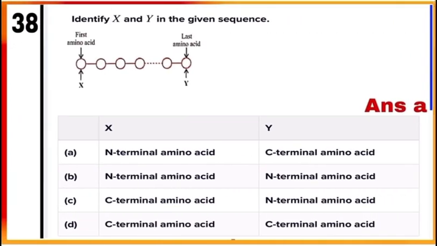Question 38. Identify X and Y in the given sequence. Given figure is showing the primary structure of protein, where N-terminal amino acid is always written on the first left end of the polypeptide chain and C-terminal amino acid at the right end of the chain. So correct option is A. X is N-terminal amino acid and Y is C-terminal amino acid.